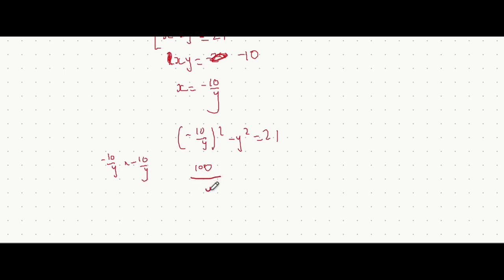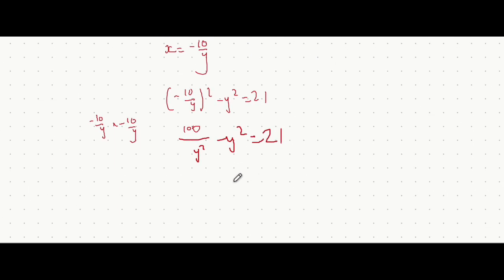Divided by y times y is y squared, and you take away y squared is equal to 21. In order to solve this, I'd recommend multiplying each individual term by y squared.